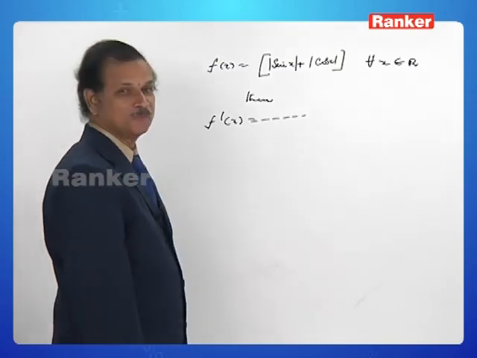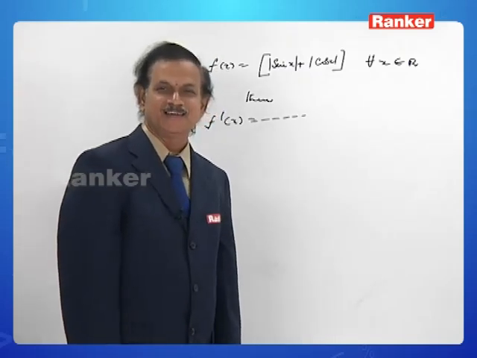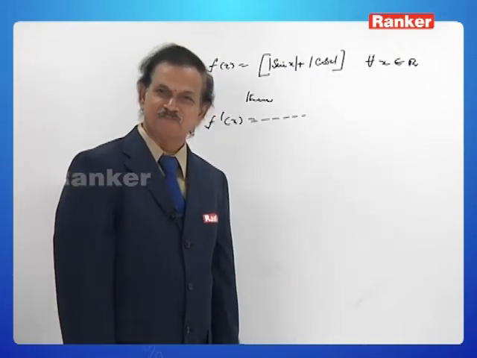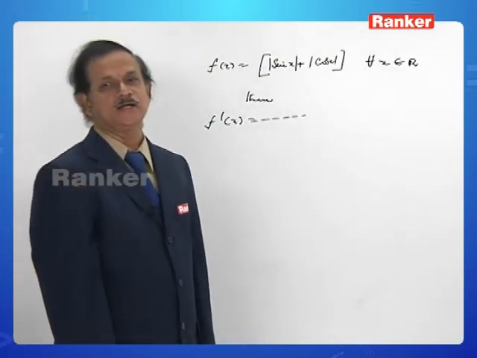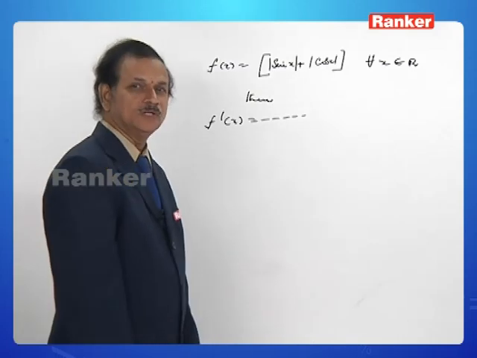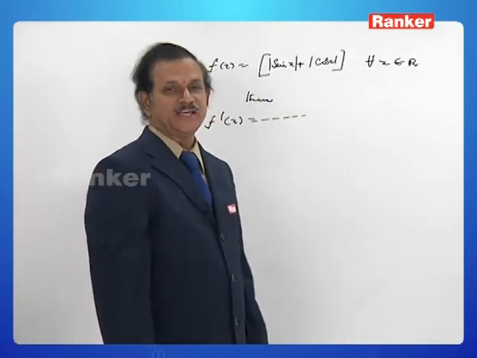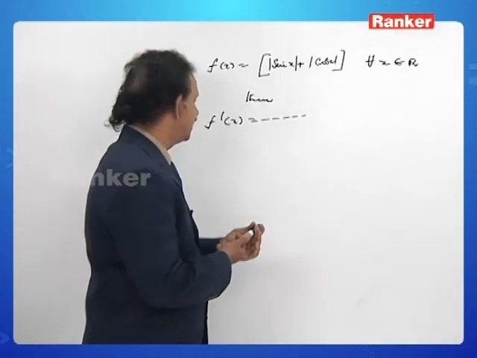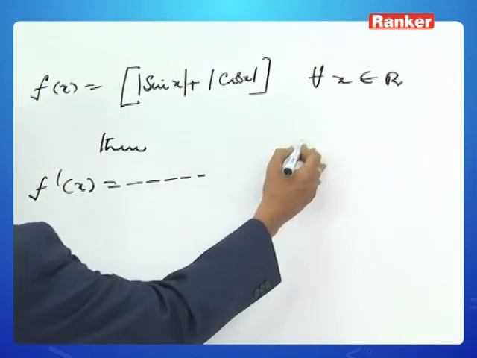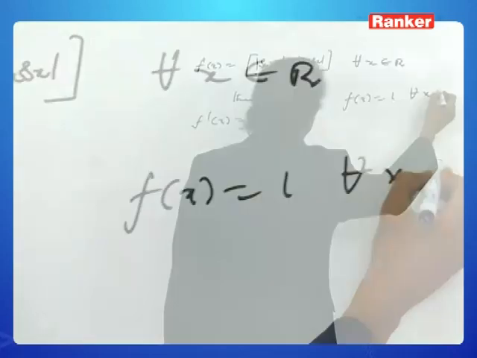It always lies between 1 and root 2. Everybody knows it. The minimum value of mod sin x plus mod cos x is 1, and at most the maximum value is root 2. Therefore, as this lies between 1 and root 2, its integral part is always 1. That is, f of x is equal to 1, a constant function irrespective of the nature of x.